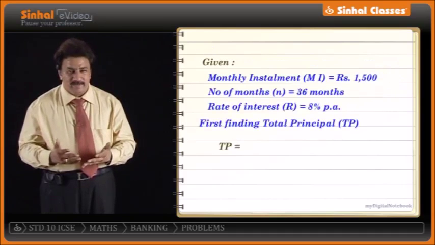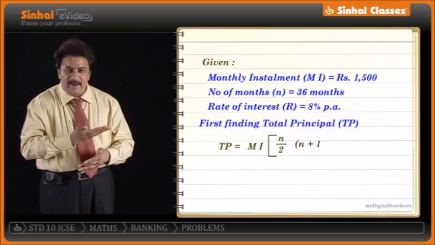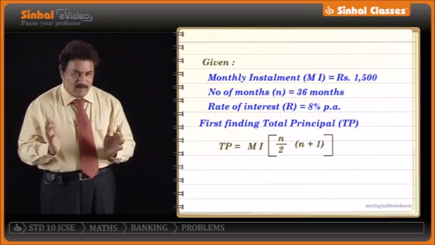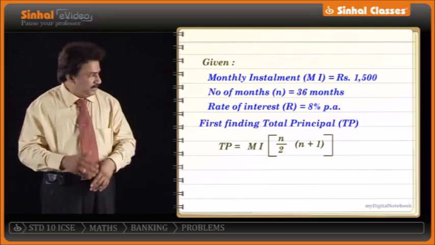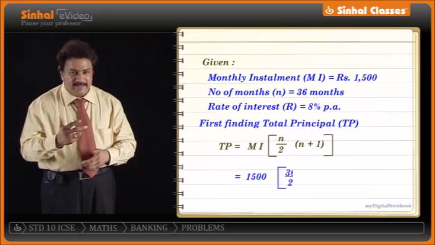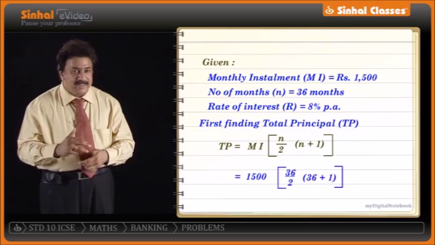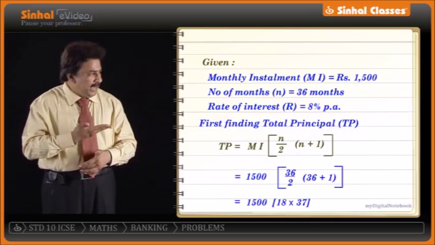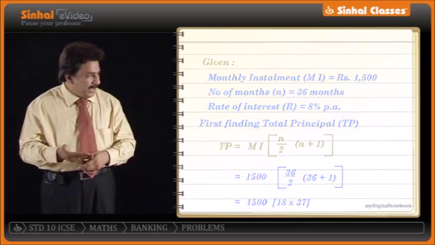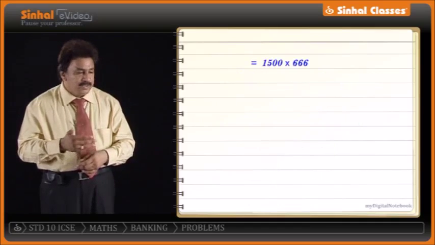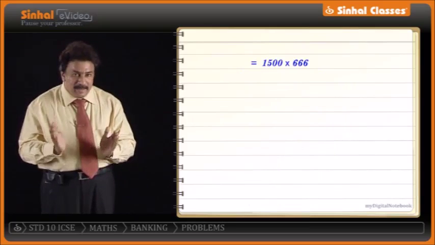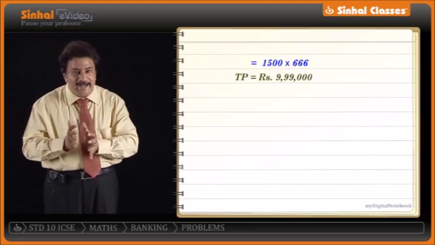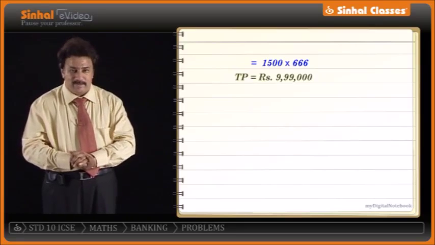As usual, the first thing is what? Finding the total principal. That is monthly installment in the bracket n upon 2, inside the smaller bracket n plus 1, and you close the big bracket. After putting all the values inside the formula, what we get? 1500 inside the bracket 36 upon 2, inside smaller bracket 36 plus 1. Further simplification gives me 1500 into 18 into 37. Further down I get 1500 into 666. This multiplication gives me 9,99,000. This 9,99,000 is the total principal.